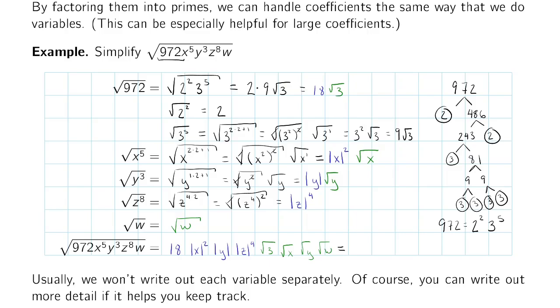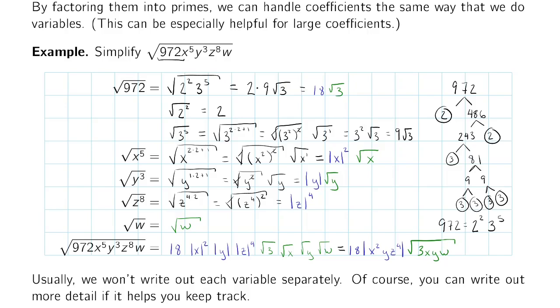Putting everything together, we can take the whole absolute value at once, right? If we take the absolute values first, we're multiplying together 3 positive numbers, or we could just multiply them together and make the result positive. So we'll have 18 times the absolute value of x squared y z to the 4th. And then also combining all the radicals, so square root of 3xyw.